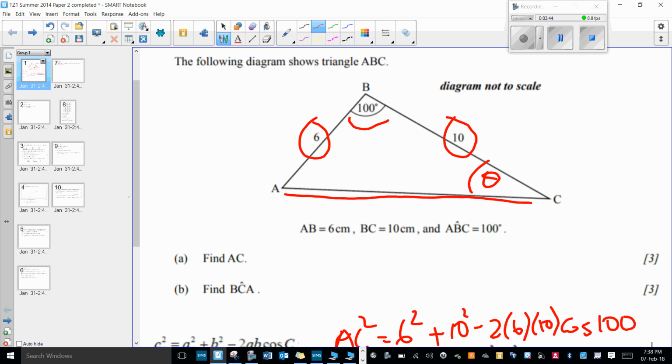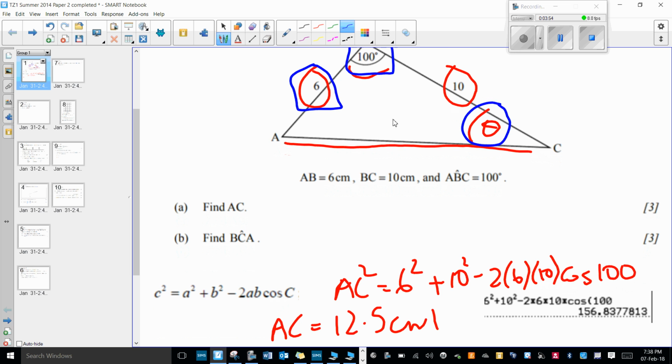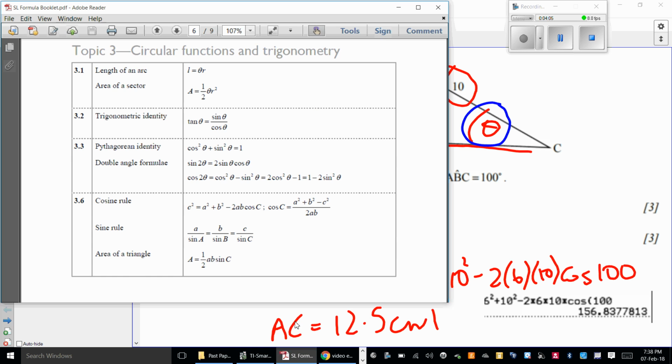So if we're trying to find this angle, we know we've got this length, and we've got this angle, and we now have this length because we know it's 12.5. So we've got a question involving two angles and two side lengths. So this time we're using the sine rule.